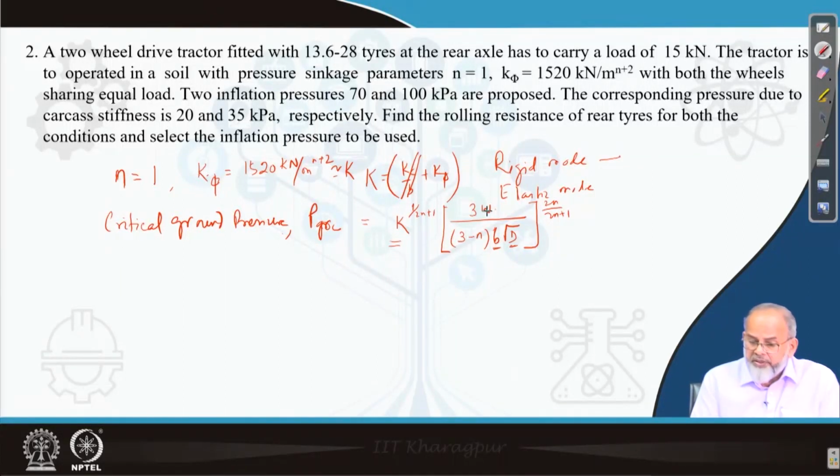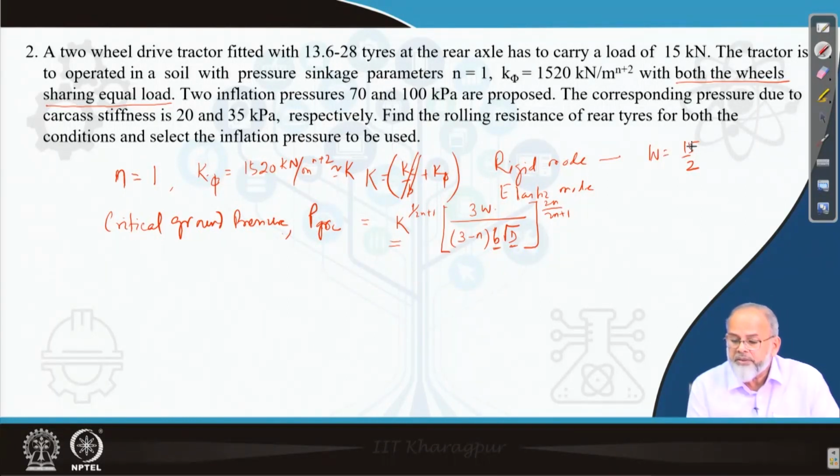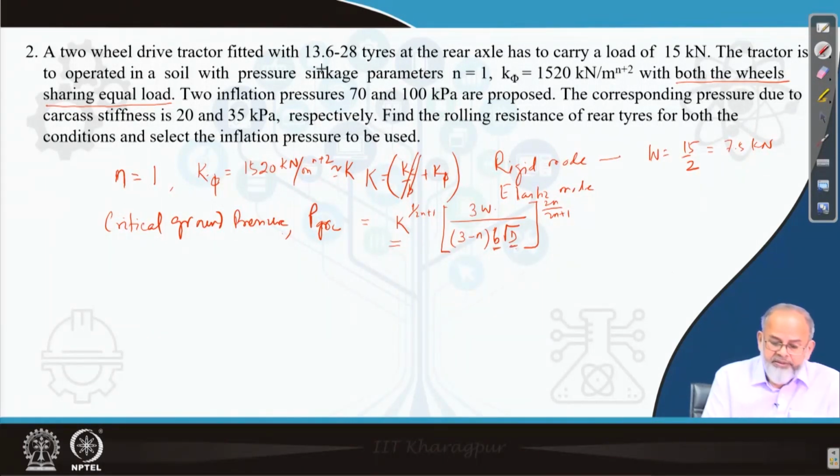W is given. The axle has to carry a load of 15 kilonewton, so W will be equal to 15 by 2, and the other thing which is given is both the wheels are sharing the same load, that means equal load. That is why I have divided the axle weight by 2. So, that way you get 7.5 kilonewton. Now, to find out b and d. The tire is a bias ply tire, and since no aspect ratio is given, we assume the aspect ratio as 0.75.